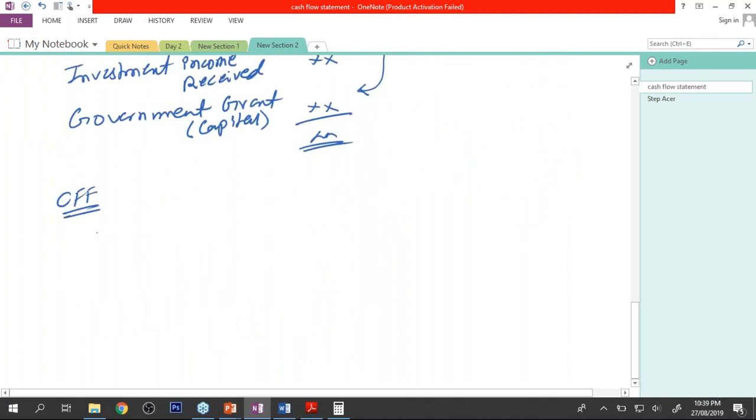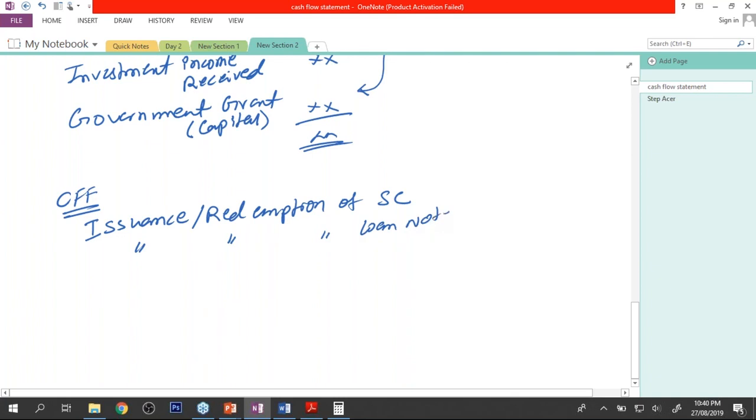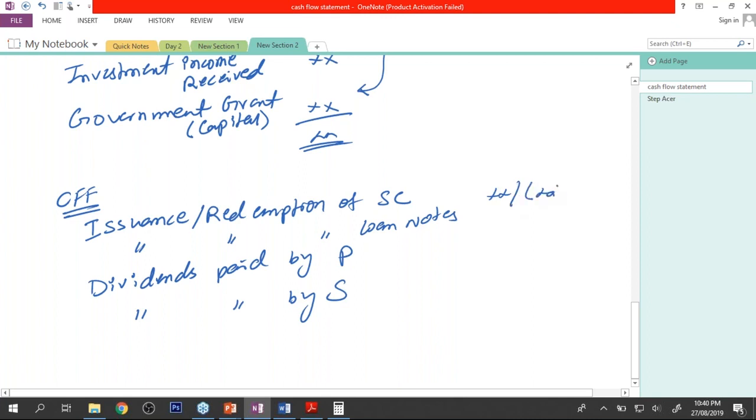And the next part is the cash flow from financing activities, where we show the issuance or the redemption of share capital, the issuance or redemption of loan notes, where we show the dividends paid by parent, where we show the dividends paid by subsidiary. These are the values which are going to be shown in the cash flow from financing activities.